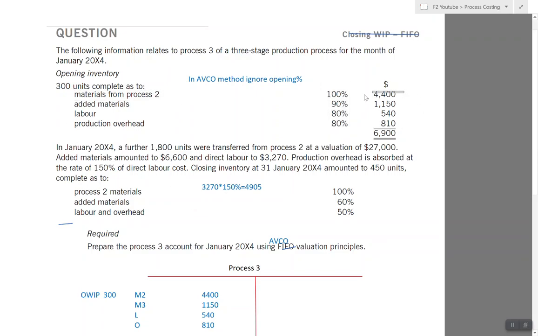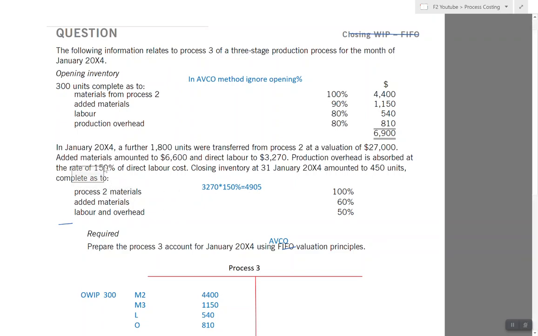Material from process 2 is 4,400. Added material 1,150. Labor 540. Production overheads 810. So total 6,900. In January 2014, a further 1,800 units were transferred from process 2 at a valuation of 27,000. So this is input. Added materials amount to 6,600 and direct labor to 3,270. Production overheads is absorbed at the rate of 150% of direct labor cost. Closing inventory at 31st January 2014 amounts to 450.